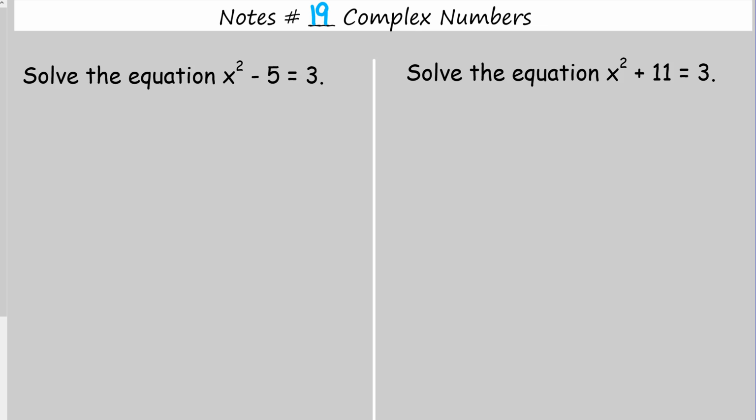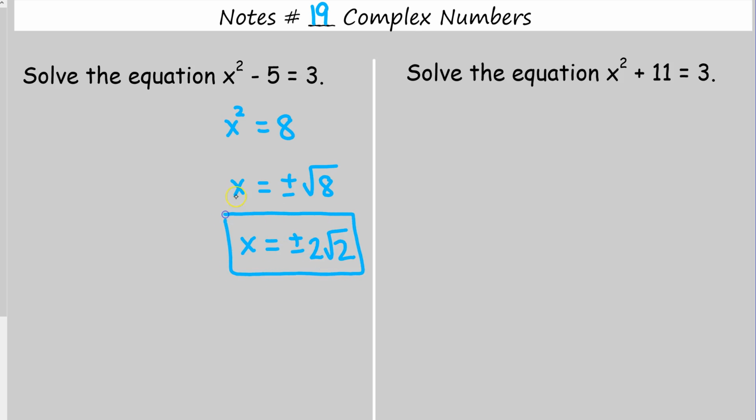But we're going to start with solving a couple equations of the form that we were looking at in our last lesson. So suppose we have to solve the equation x squared minus 5 equals 3. So if we use the method of solving by square rooting, we're going to start by adding 5 to both sides and then square root both sides. So we get x equals plus or minus square root 8. And then we simplify the radical and we have x equals plus or minus 2 square root 2. So that was pretty straightforward.